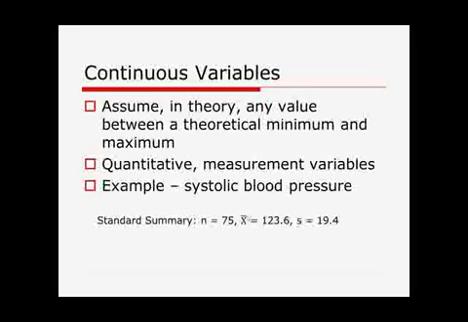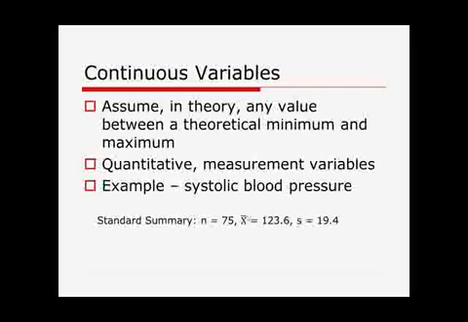X bar is the symbol for the sample mean, and in this case, the sample mean blood pressure is 123.6, and S stands for the sample standard deviation. So these three statistics give the reader a sense of how many people were involved, the size of the study, what a typical value looks like, that's what the mean represents, and the standard deviation gets at how variable the blood pressures are. In particular, how much on average do blood pressures vary from the mean blood pressure.